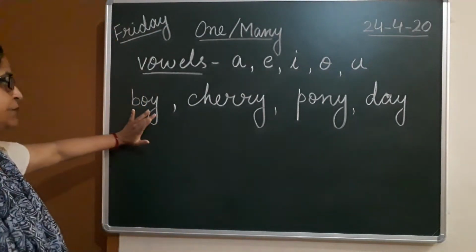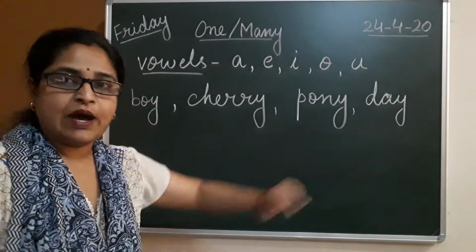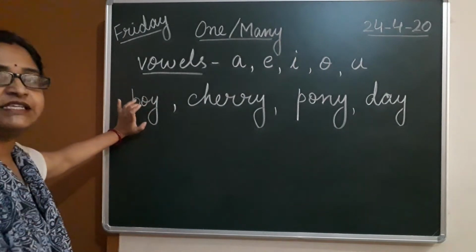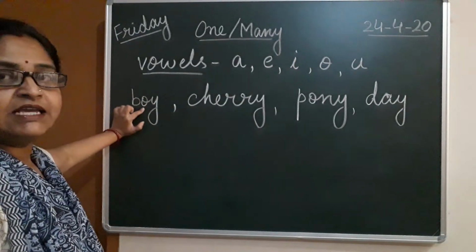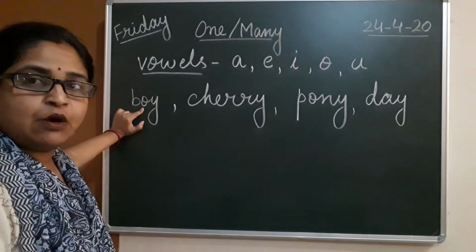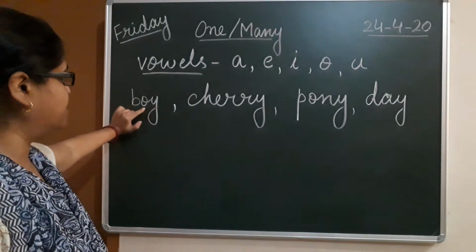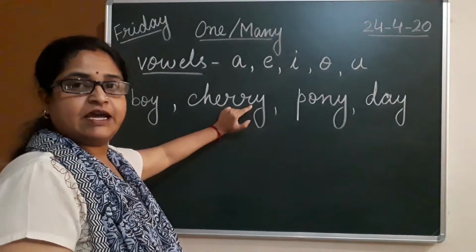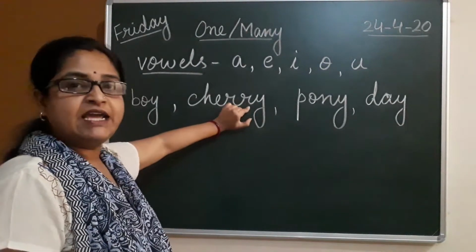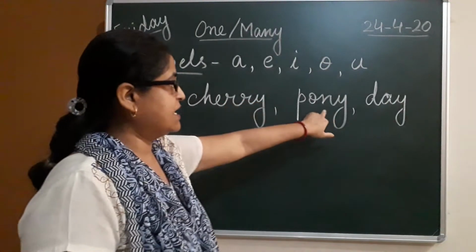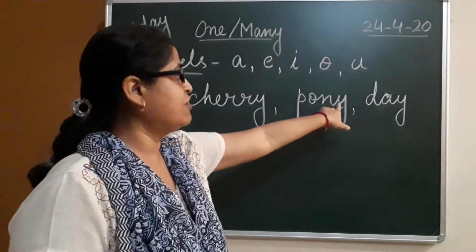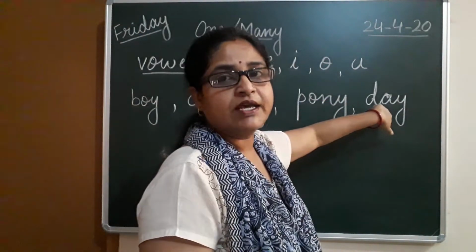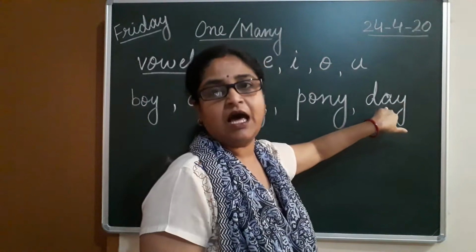Now children, see, all the words are ending with Y, but there are some differences. Here you can see that before Y, there is a vowel. The word is ending with Y, but before Y, there is a vowel. And here, as you can see, before Y, there is a consonant. Here also, before Y, there is a consonant, and here again you can see that before Y there is a vowel.